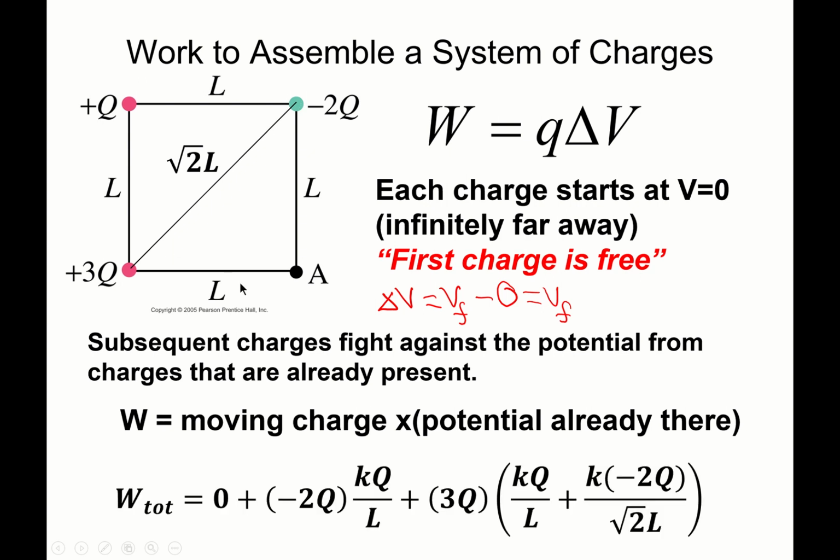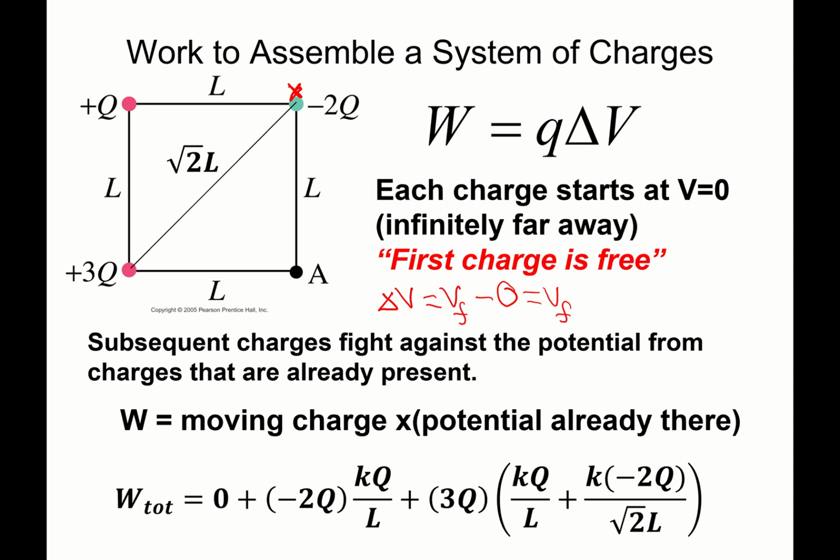So in this case, the first charge that I bring in, if that's the first Q, is going to have a work of 0. The next one is going to have a work of the charge that I move, the minus 2Q, times the potential due to charge 1 at the final position of charge 2. So charge 2 is going to be up in that top right corner. So it's going to be a distance L away from charge 1.